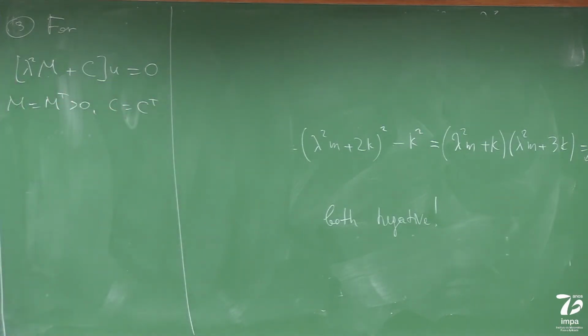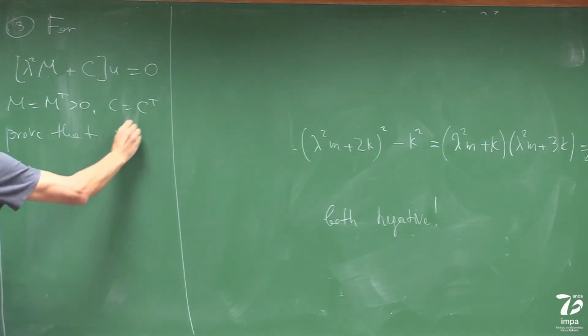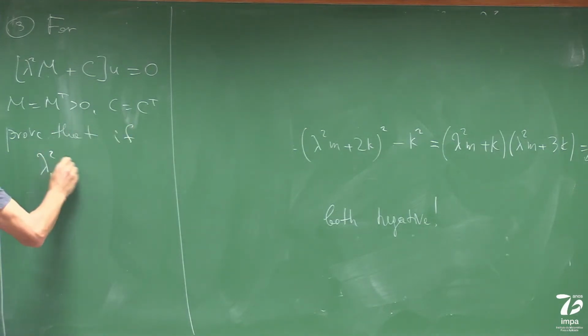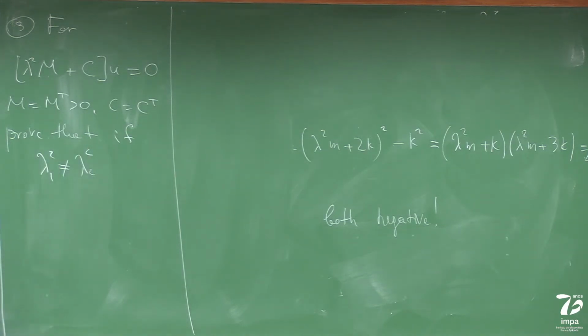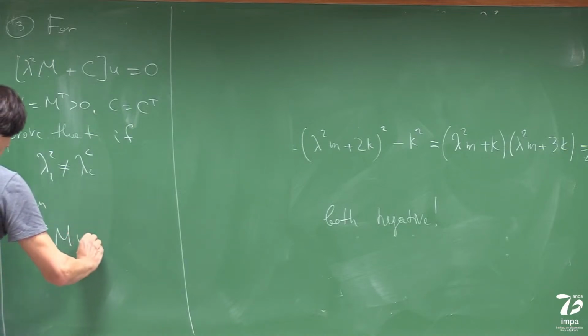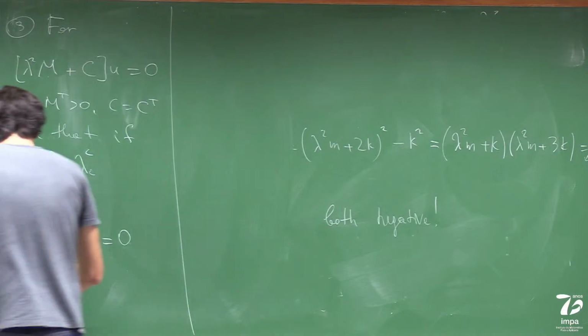prove that if you have two different eigenvalues, then their eigenvectors are orthogonal with the mass matrix in the middle. This is the orthogonality condition.